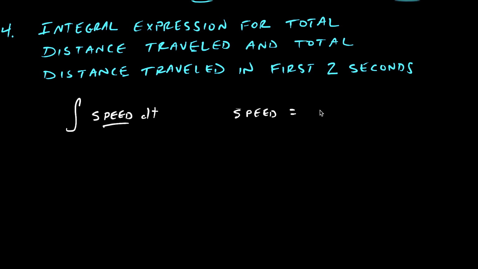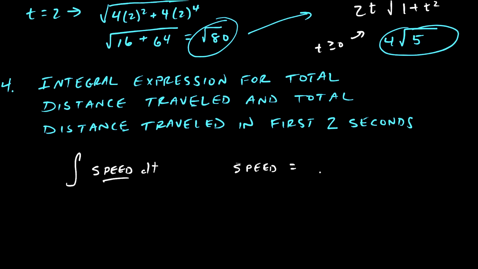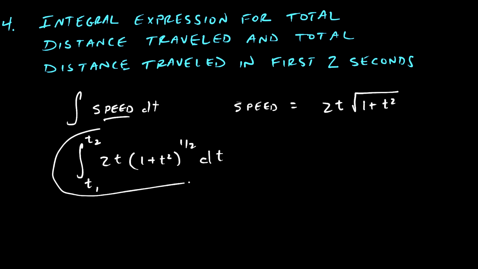use either form. Let's go ahead and save some time. We're going to use the simplified version now that you've seen it done. We're going to say that was 2t square root of 1 plus t squared. And you'll see why in a moment. So if that's our speed, we're going to have the integral of 2t, and then I'll write the square root as (1 plus t squared) to the 1/2 power to make integration a little easier, dt. And this is going to be true for any time t1 to t2. So there is our answer for the integral expression.